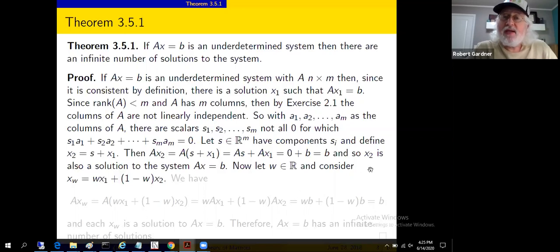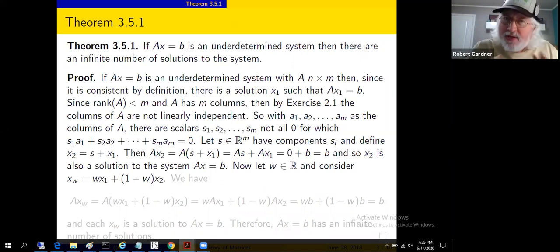Now we're going to find, based on those two solutions, almost in a geometric way, an infinite number of solutions. Let w be a scalar in R, any scalar, and consider x sub w to be w x sub 1 plus 1 minus w times x sub 2. All right, I claim there's geometry behind that. So think of w as like a parameter. There's no constraints on it. I guess it could be any real number. So think of it as ranging over the real numbers.